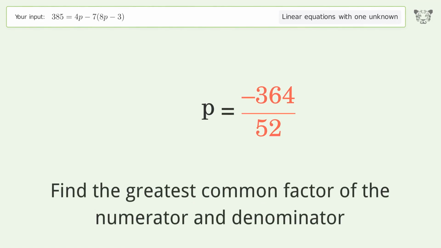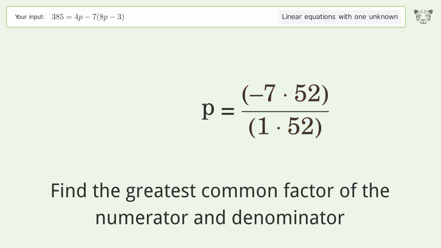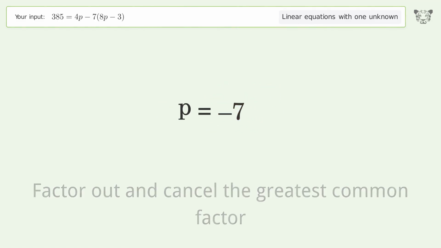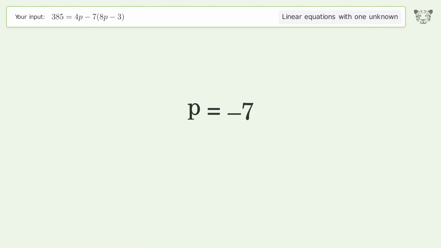Find the greatest common factor of the numerator and denominator. Factor out and cancel the greatest common factor. And so the final result is p equals -7.